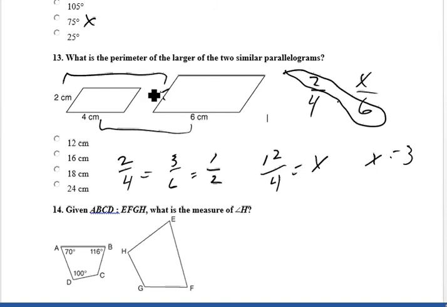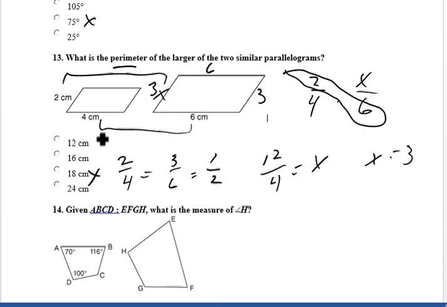Got to read the whole question. They want to know the perimeter. The perimeter is the distance around the outside. So if this is 6, this is 6, and if that's 3, this is 3. So 3 and 3 is 6, and 6 is 12, and 6 is 18. So the perimeter is 18.